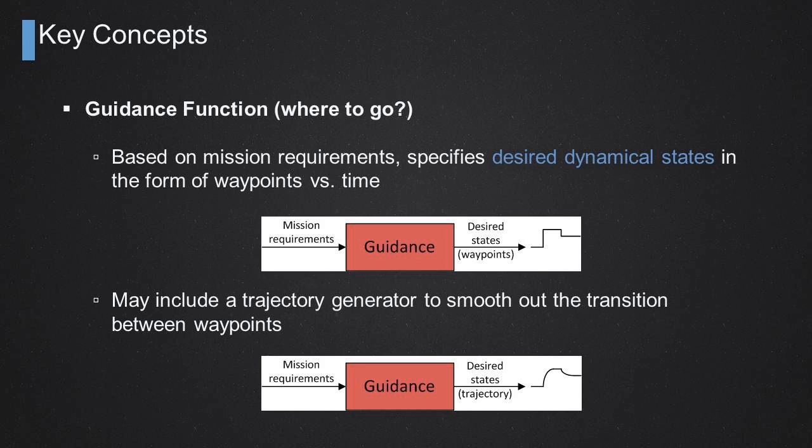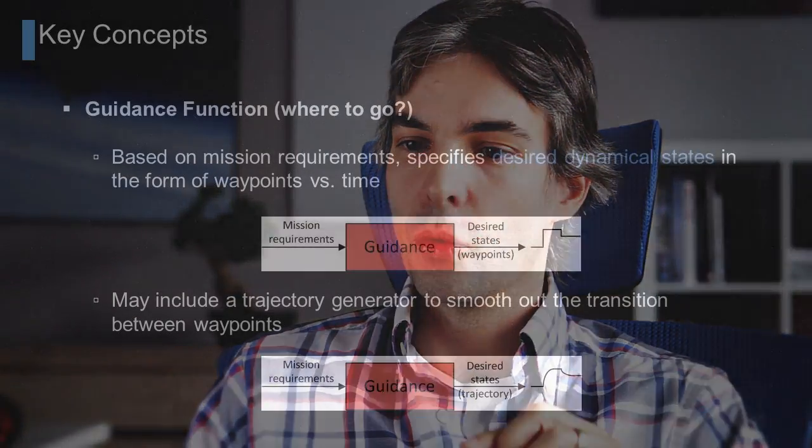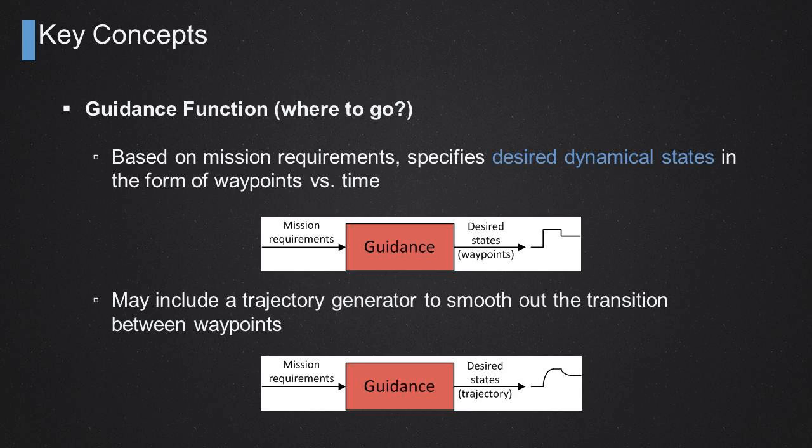Next up is the guidance function that answers the question, where to go next. So that's a function which is closely tied to the different mission requirements, and in a nutshell, it just specifies the desired dynamical states, either in the form of a waypoint as function of time. So for example, I want the spacecraft to orient its payload in that direction in 10 minutes from now, or I want the velocity of the spacecraft to be this value in 20 minutes from now. So these are waypoints as function of time that sets the desired states for you to achieve.